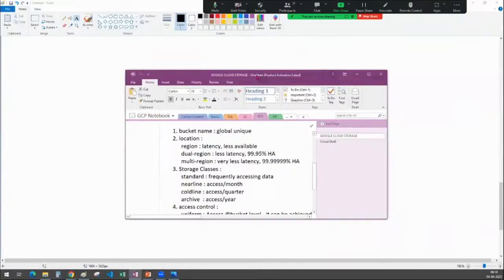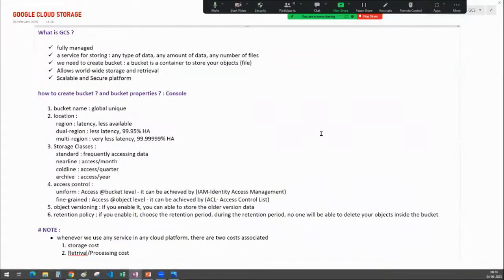Today we have seen what Google Cloud Storage is. I will give you access to my notes, sir: what is GCS, how to create a bucket, all the high-level concepts. And here I have mentioned that whenever you use any service in Google Cloud Platform, there are two costs associated, one is storage cost and the other is retrieval cost. Tomorrow we will see this point. So I will provide these notes to you guys.